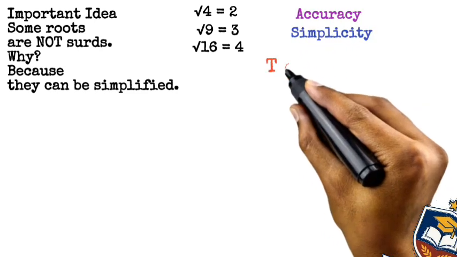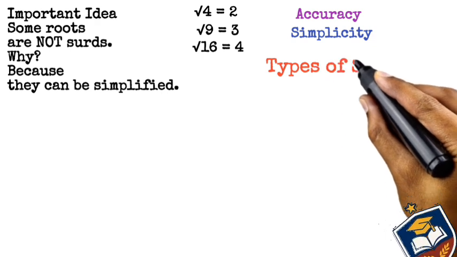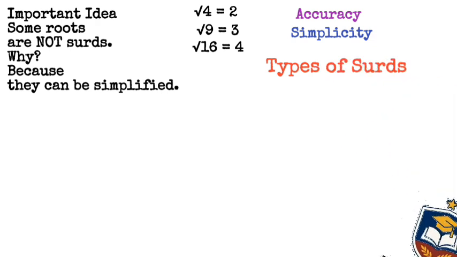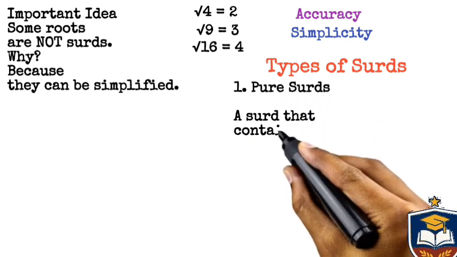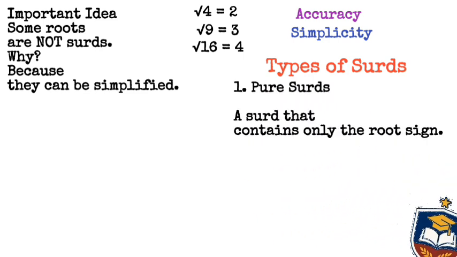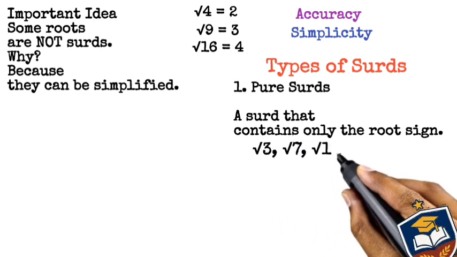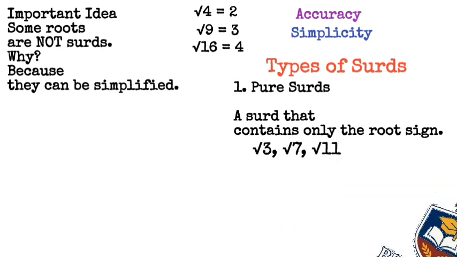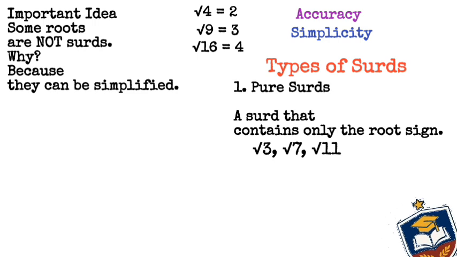So let me talk about types of SURD. There are about three types of SURD. Number one is pure SURD, the SURD that contains only a root sign. Example: root 3, root 7, root 11. They are all SURDs. Why? Because they have only a root sign. They are not like something that has 3 with something. They are only pure SURD.